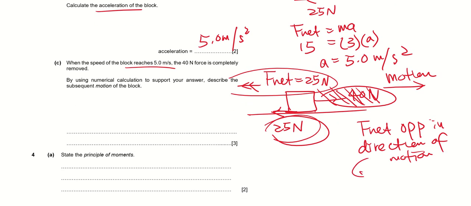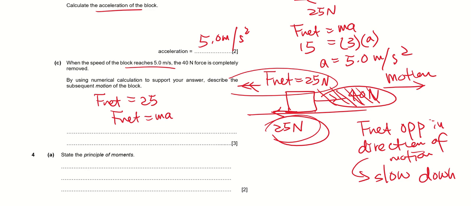I think I covered some questions before. If F net is the same direction as motion, it will speed up. If F net is opposite in direction of motion, it will slow down. So in this case, it will slow down. They want us to use numerical calculation to support our answer. Now all I know is F net equals 25 Newton. F net equals ma, so 25 equals, my mass still remains at 3, my acceleration is a. So what is my acceleration?